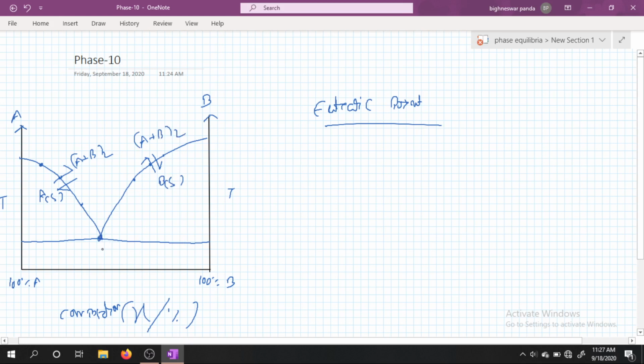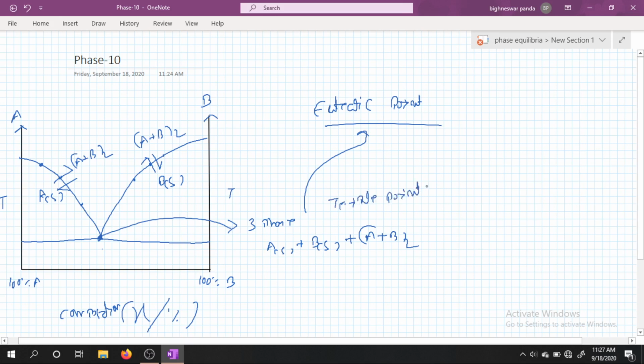Here we have three phases, which are A solid, B solid, and liquid A plus B. So this point is also called the eutectic point, or triple point. So this is all about the eutectic point, and below this temperature we cannot separate the solids A and B. Below this eutectic point, we cannot separate A solid and B solid from liquid A plus B.